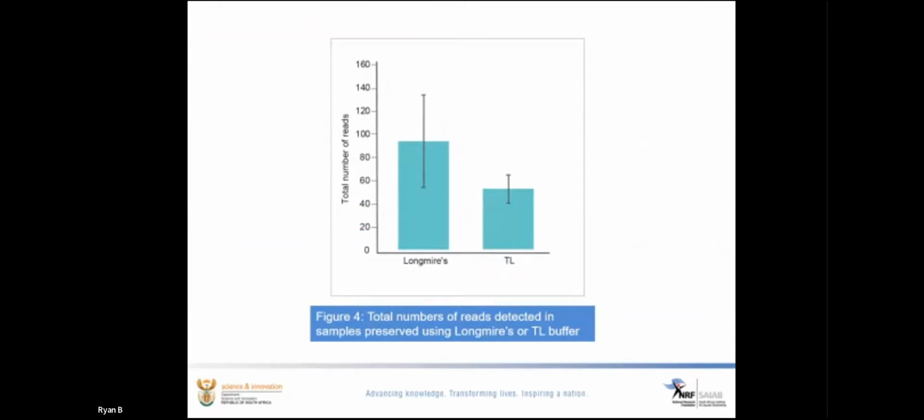When looking at how stable the DNA was in the different preservation buffers, more reads were obtained in the samples that were preserved with Longmire's compared to samples in TL buffer, suggesting that Longmire's worked slightly better than TL buffer. TL buffer was what was suggested by a lot of literature, while Longmire's was what we were testing out in this study.